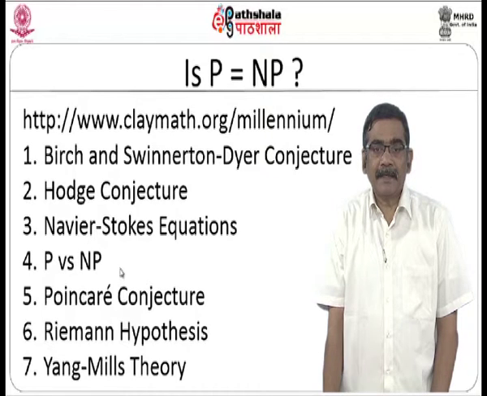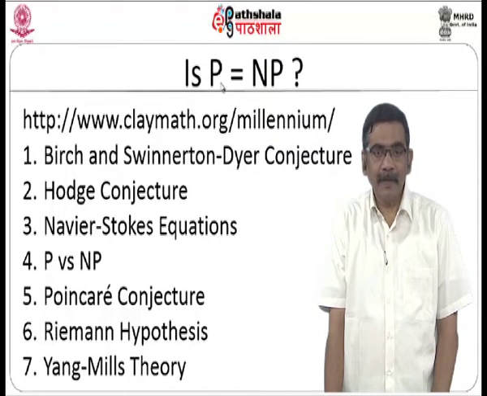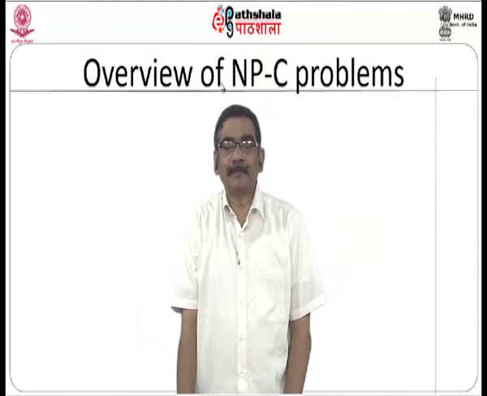In the last module we discussed that this is a $1 million problem. The Clay Math Institute has given a set of problems which are very difficult to solve, and you can see that one of the problems that comes here is P versus NP. That means we have to say whether P is equal to NP or whether P is not equal to NP, and the solution of this would fetch $1 million. So, this shows that this proof is a little bit complicated.